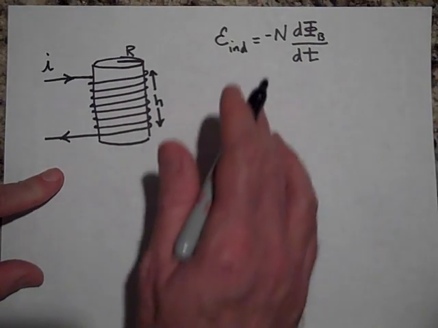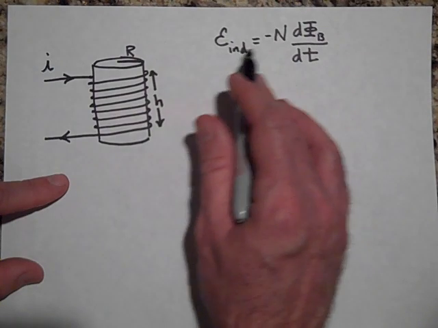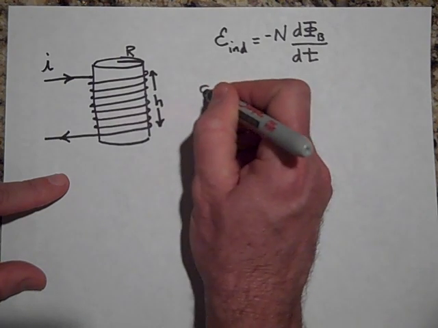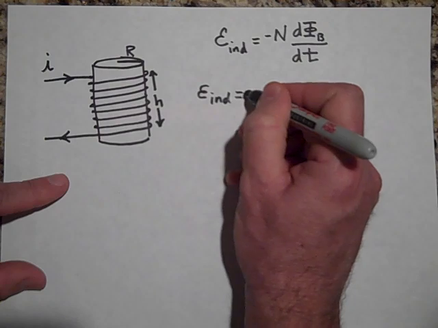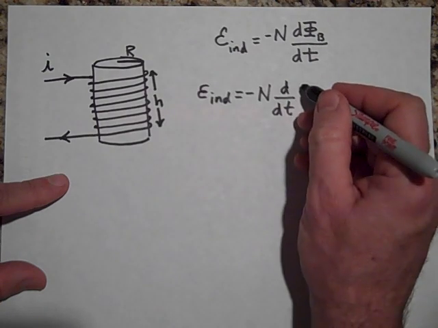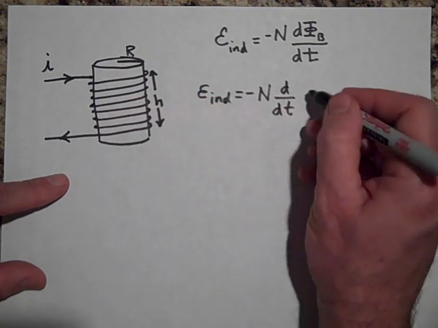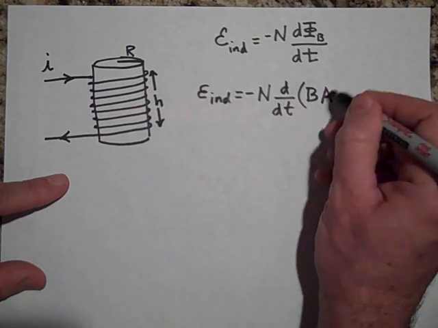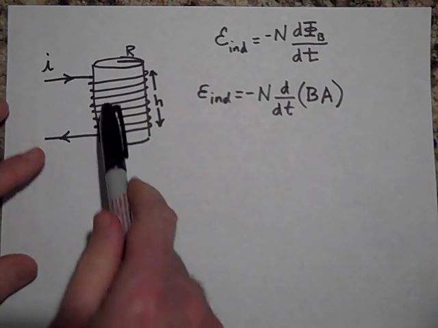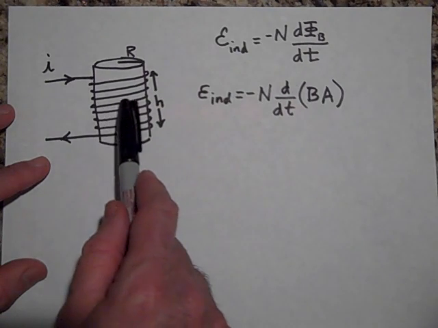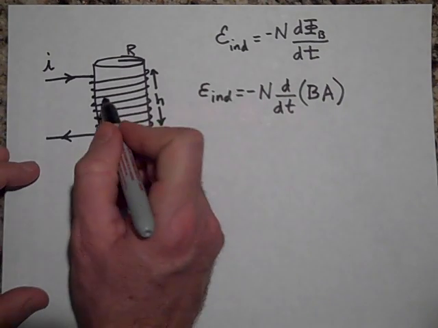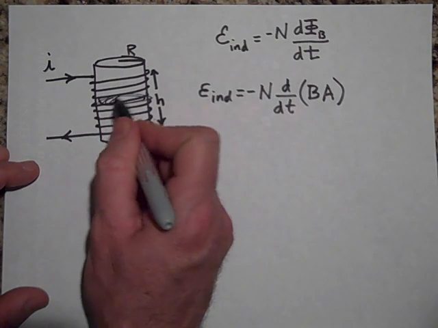Going to Faraday's Law, it tells us that the EMF that will be induced is negative N d phi dt, the derivative of flux with respect to time. So that's going to be equal to negative N times the derivative of the flux, which I'm going to put as just B times A. By calling the flux B times A, I'm assuming that the B is uniform in here, and it's pretty close to uniform. And A is the cross-sectional area in here.